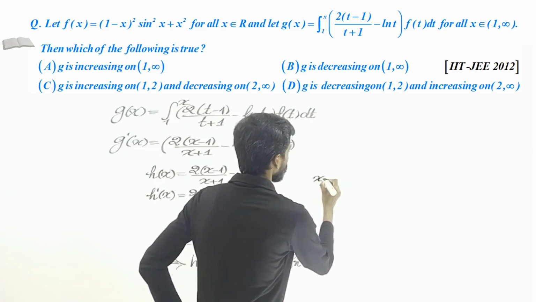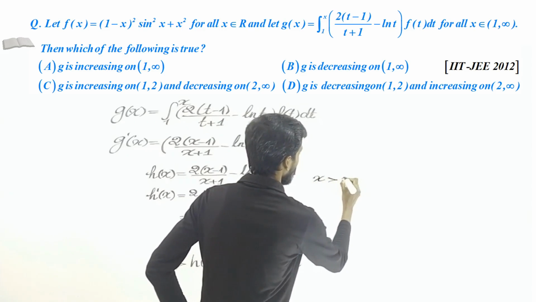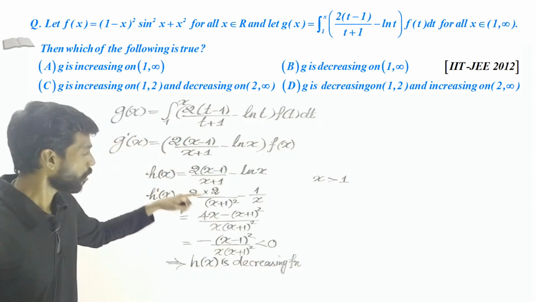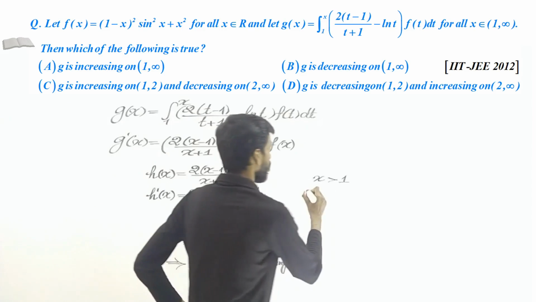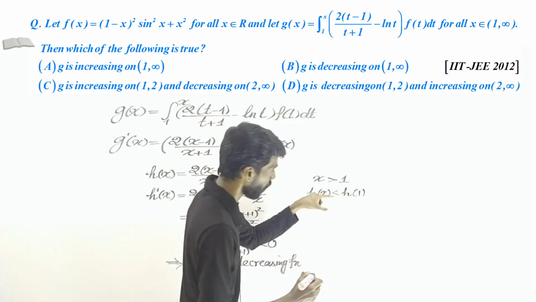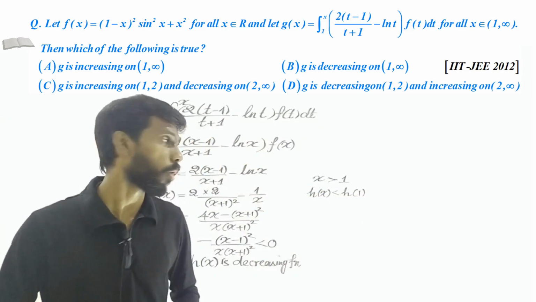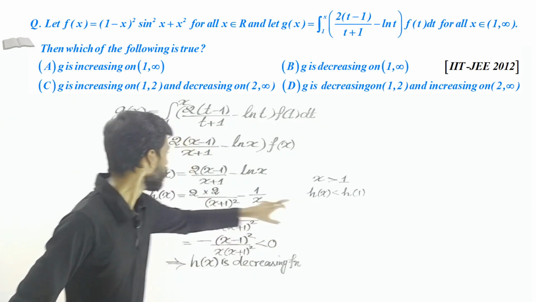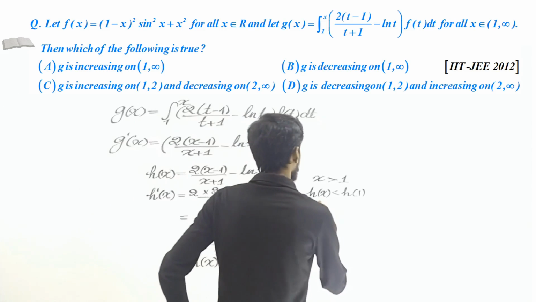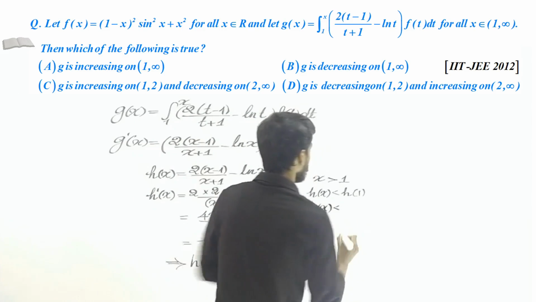Here x is greater than 1. Take values greater than 1. When x is greater than 1, h of x is a decreasing function. That means h of x is less than h of 1, right? Reverse the inequality because it is a decreasing function. Now what is h of x? It is this function. h of 1 we have to find. So h of x is less than h of 1.